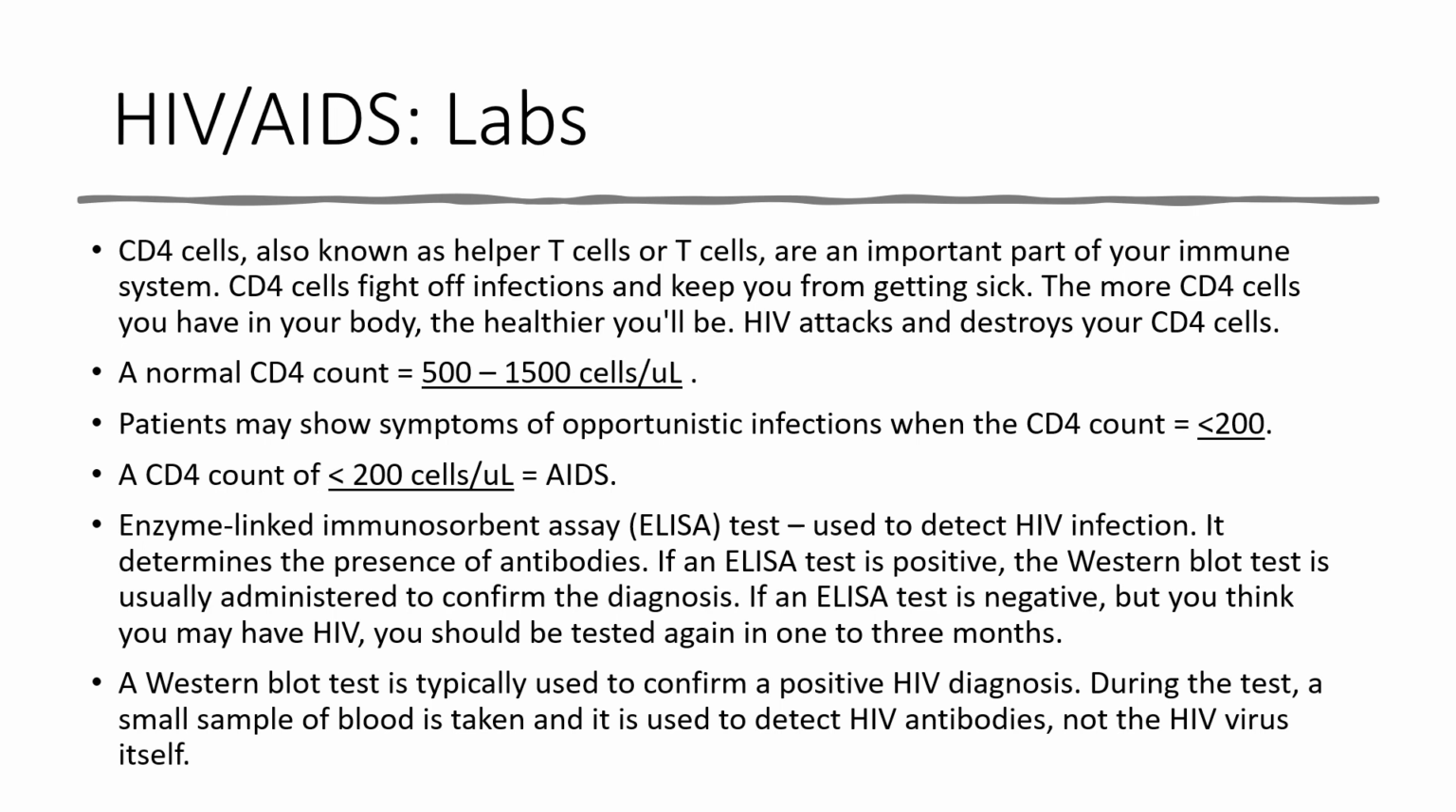And again, less than 200 is AIDS. So there is an ELISA test, and that's used to detect HIV infection. When that's positive, we end up using the Western blot as well, just to confirm that diagnosis. For the Western blot, a small sample of blood is taken, and then they look at it under a microscope, and it's used to detect HIV antibodies, not the actual virus itself.